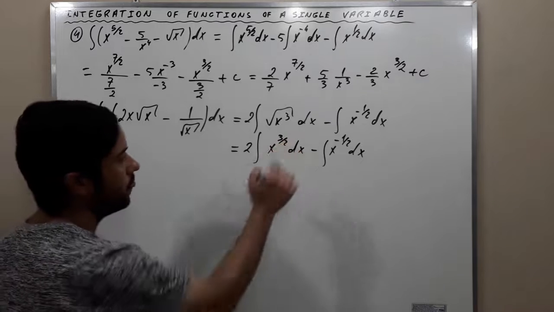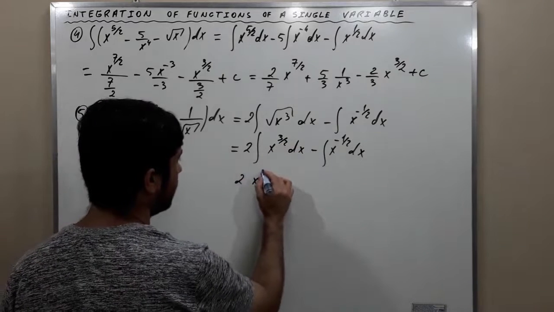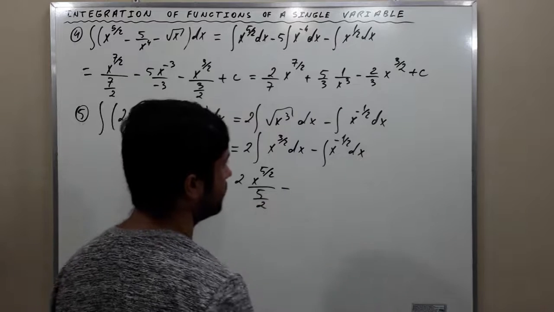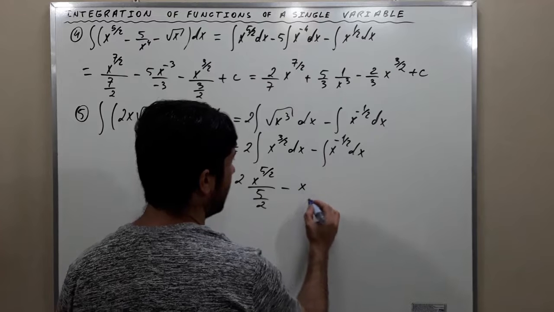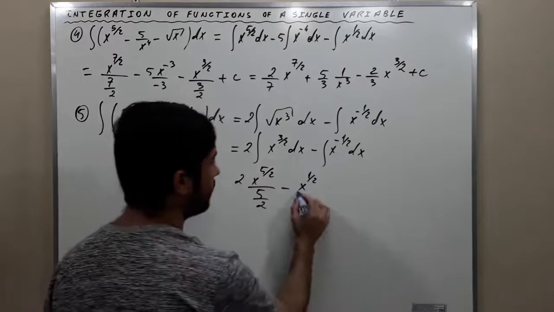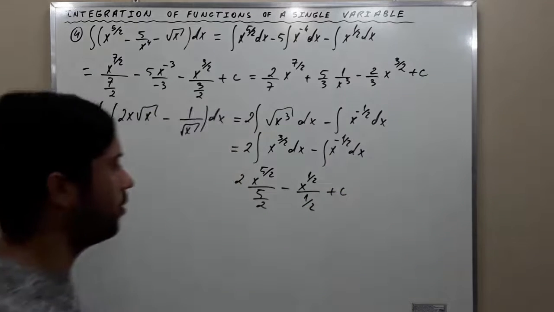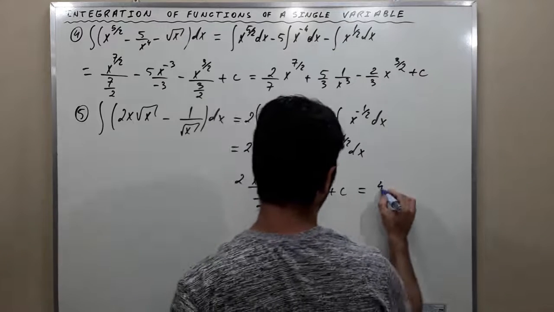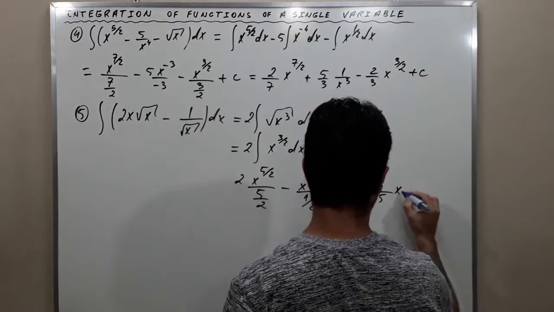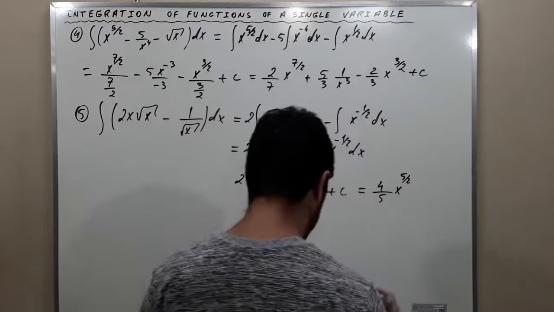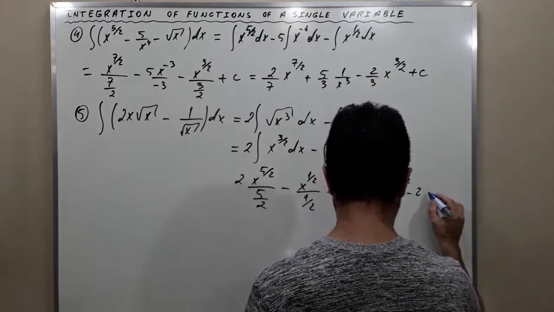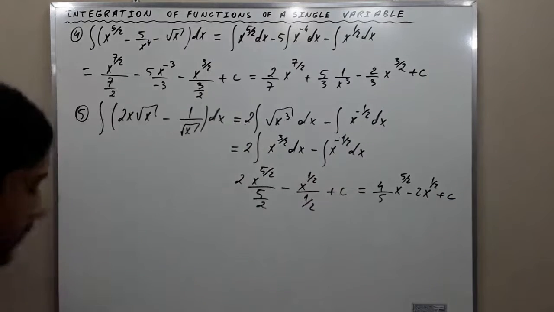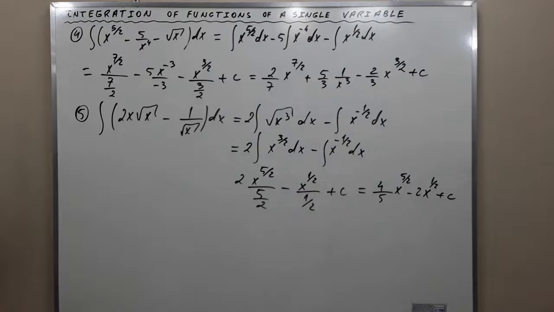We are going to add 1 here. It becomes 2 times x raised to the power of 5 halves divided by 5 halves minus, we add 1 here, it becomes x raised to the power of a half divided by a half plus a constant of integration, and continuing developing this, it becomes 4 over 5 x raised to the power of 5 halves minus 2 x raised to a half plus c. Okay, this is the result of exercise 5.